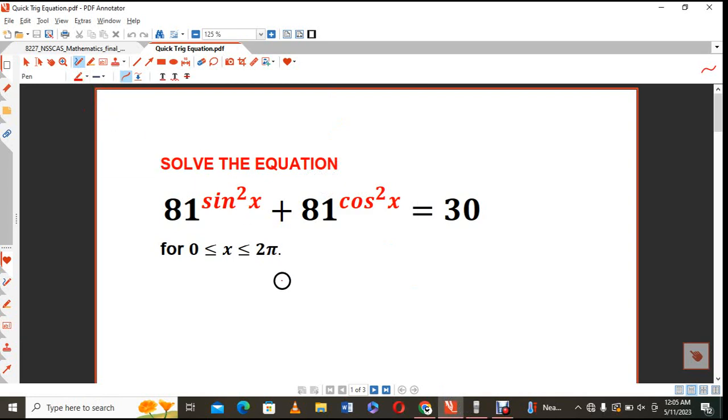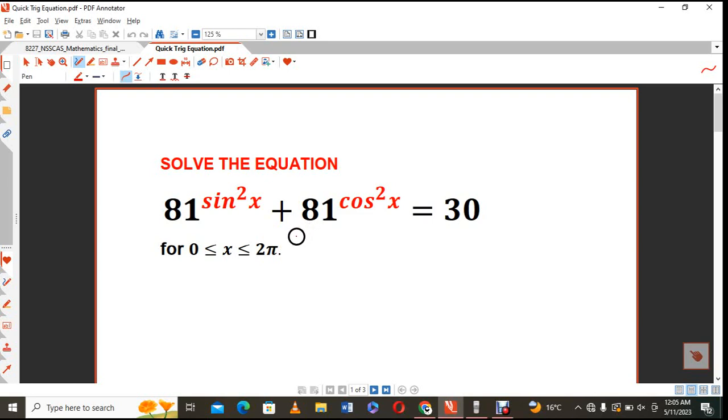So I have a question here. It says you're supposed to solve the equation 81 raised to the power of 2 raised to the power of sine square x plus 81 raised to the power of cos square x is equal to 30.